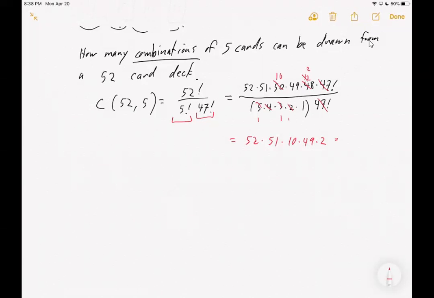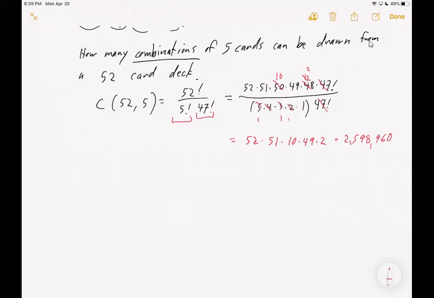In fact, let me just do that right away. If I were doing this by hand, it would take a little while to multiply all of these numbers, but not too long. With a simple calculator that does multiplication, addition, subtraction, and division, I could compute it pretty quickly as well. But if I had a calculator that did factorials, I would just use those. Now, this is a very large number. It's 2,598,960.